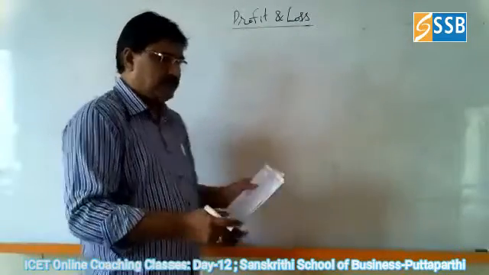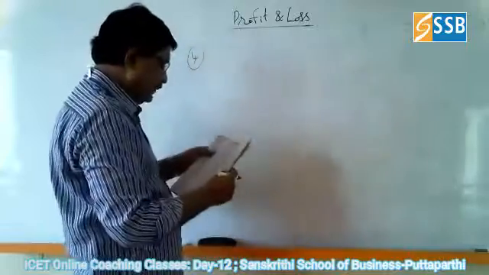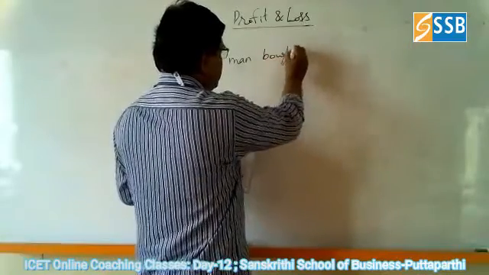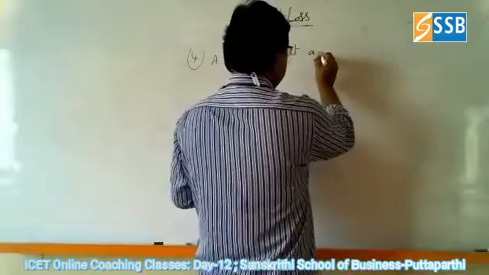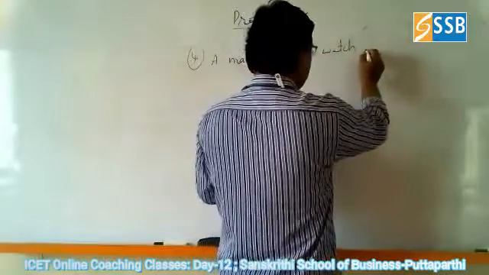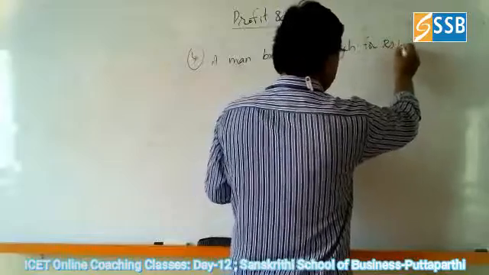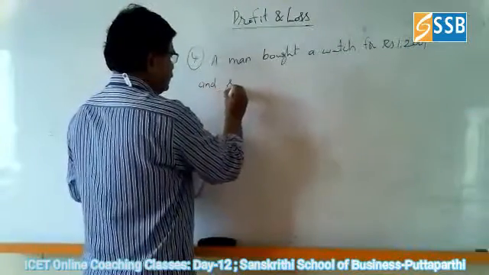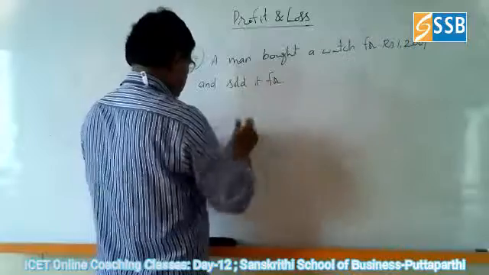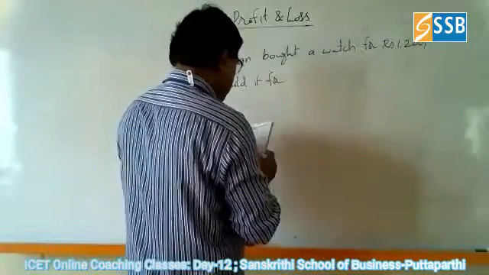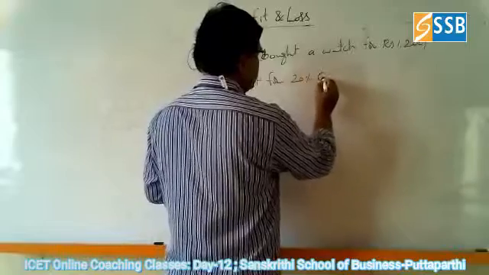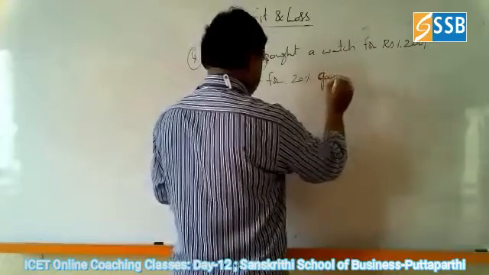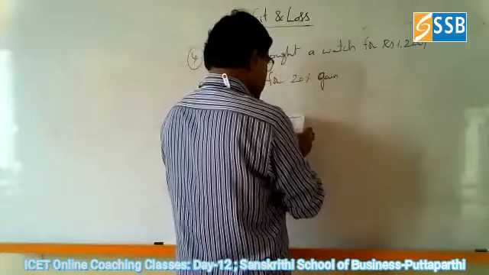So next one, fourth one, what we are going to discuss. Fourth one, a man bought a watch for rupees 1200 and sold it for 20% gain. Find out the selling price.